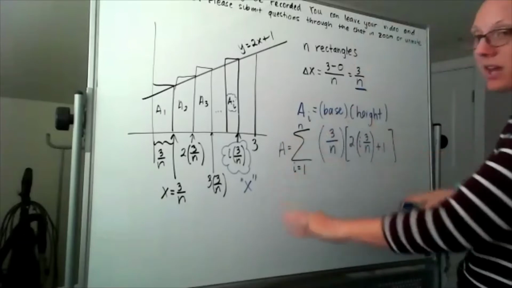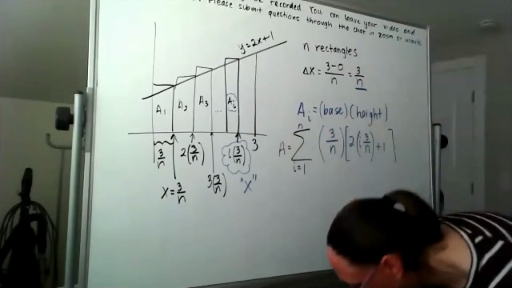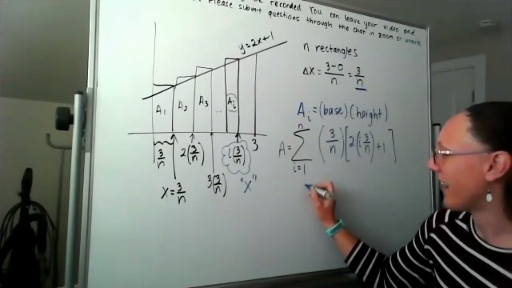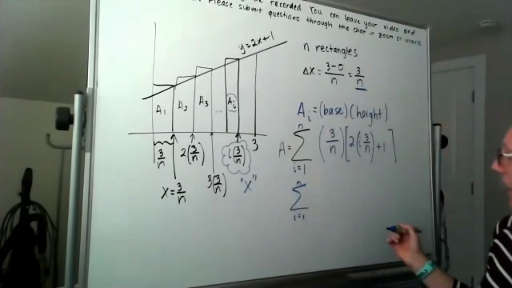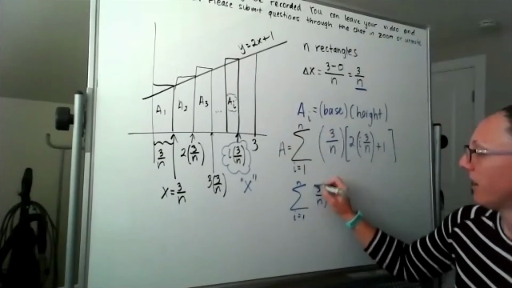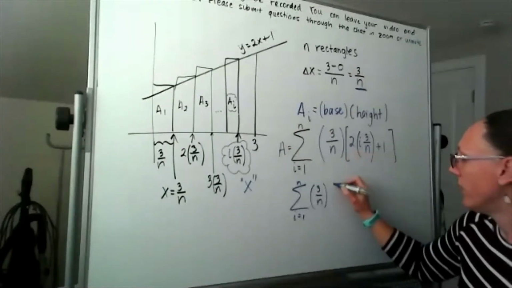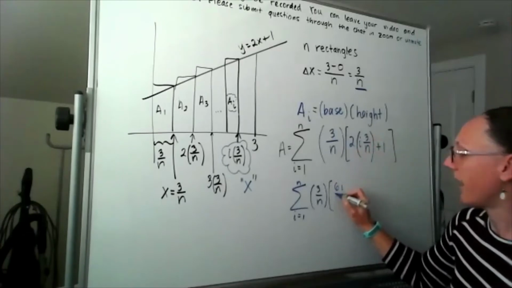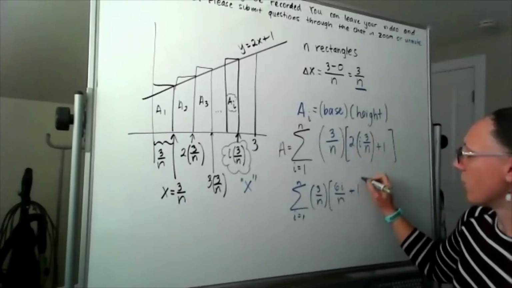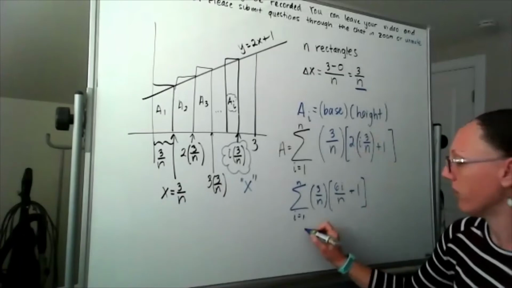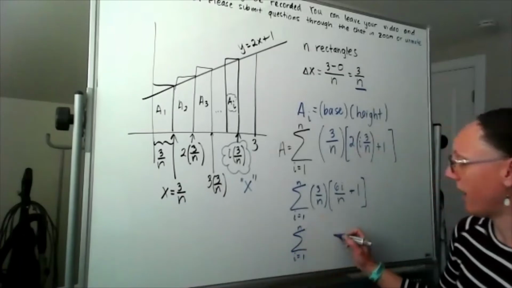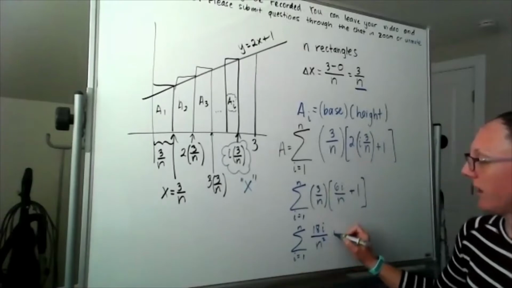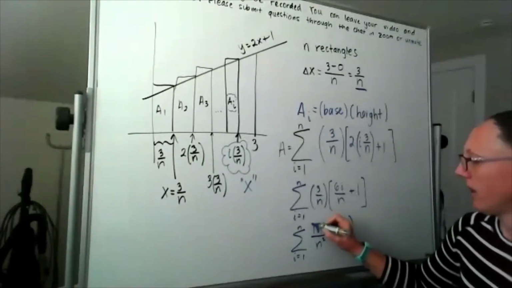So if we expand this out here and do a little bit of algebra with this, I am now looking at the sum from i equals 1 to n, and here I've got 3 over n, and then inside these parentheses, if I distribute that 2, then this looks like 2 times i times 3 over n, or 6i divided by n plus 1. And then I can multiply the 3 over n through. And I've got i equals 1 to n. 3 times 6 is 18, i over n squared plus 3 over n.